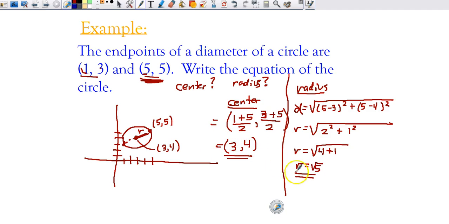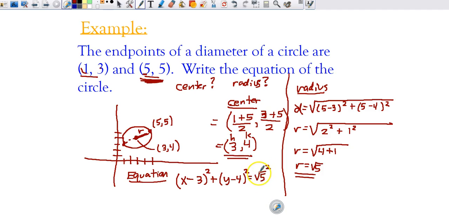Now that I have my center and my radius, I'm ready to write my equation. So my equation, which is what you want to report as your answer, is going to be parentheses x minus, remember this is h and this is k, so x minus 3 squared plus y minus 4 squared equals the square root of 5 squared, r squared.